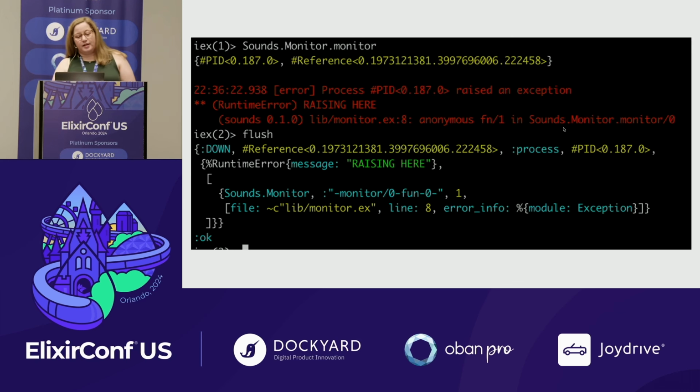So this is what it looks like. We're calling our spawn monitor, which is just sounds.monitor.monitor in this case. It's the exact same code. So we get back that PID of 0.187.0 and a ref. And then we get that runtime error of raising here. And then if you flush it, you get the down message with the process, same PID here of 0.187.0 with your runtime error and where it failed in the code.